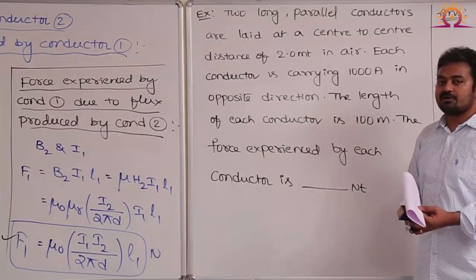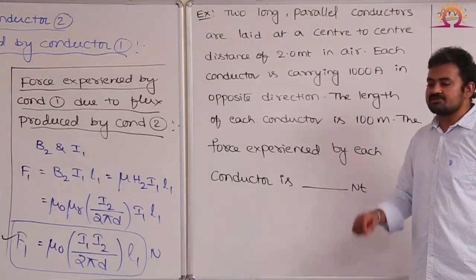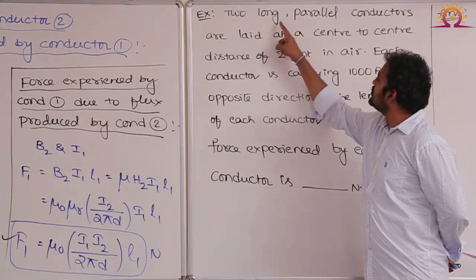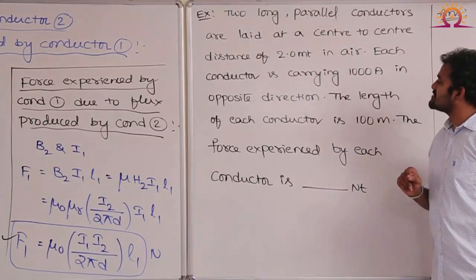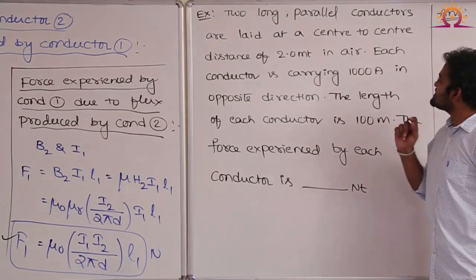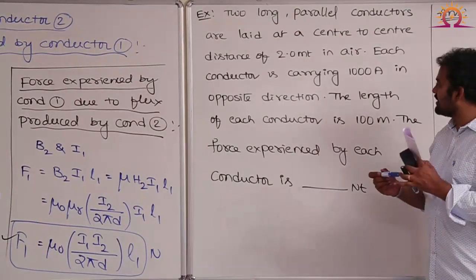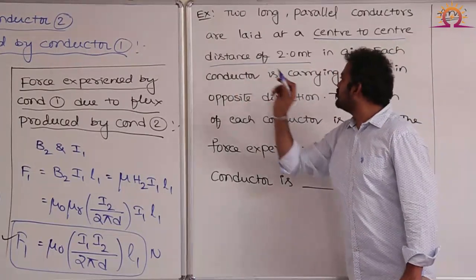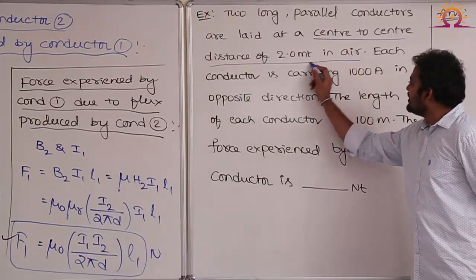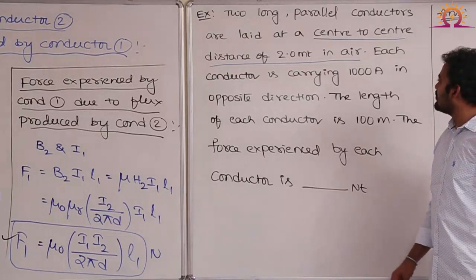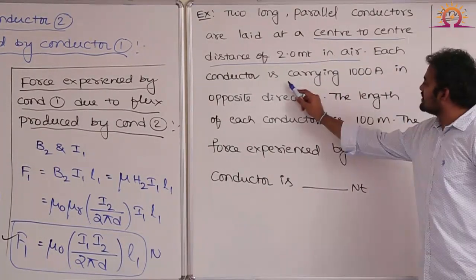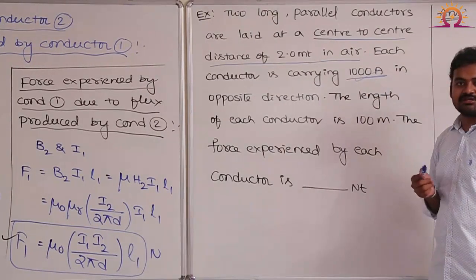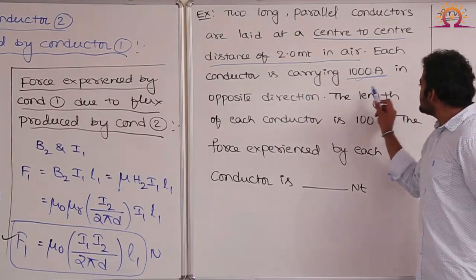Now let us try to solve an example question based on the concept that we discussed. Let me read the question. Two long parallel conductors are laid at a center to center distance of 2 meters. So it was given the distance between the two conductors is 2 meters, in air medium, that means relative permeability is equal to 1. Each conductor is carrying 1000 amperes current, in opposite direction.